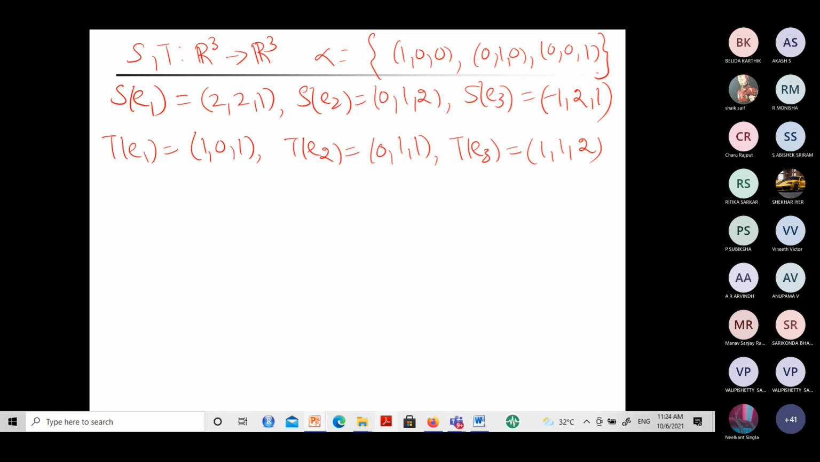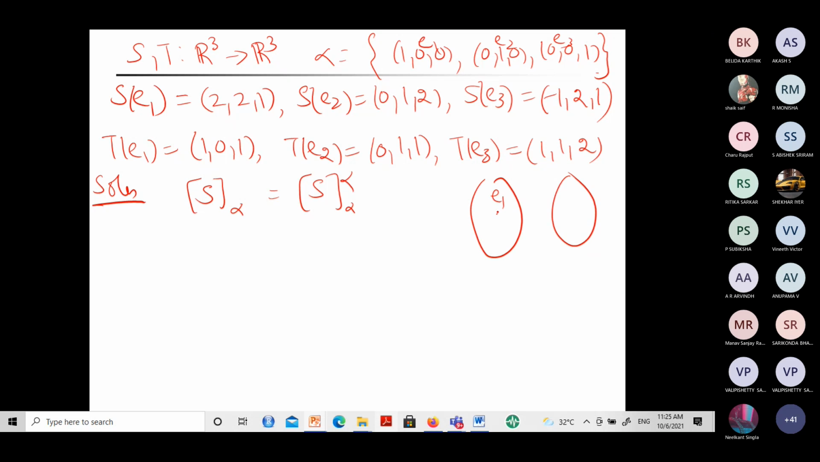So what is being asked? S plus T alpha. Let us first find what S alpha is. What do you mean by S alpha to alpha? Both sides alpha. How to find it? What is alpha? E1, E2, E3, right? Take E1, E2, E3, find S of E1, S of E2, S of E3, then represent that again in terms of E1, E2, E3. That is alpha to alpha.